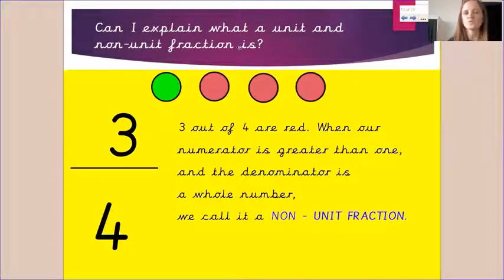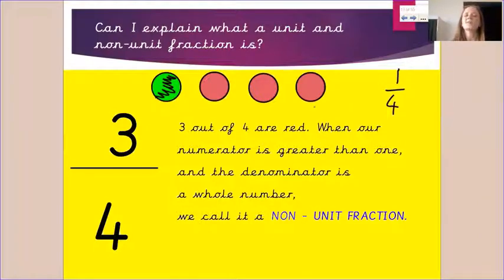In the previous slide, we looked at the green counter being 1 part of 4. The red counters will be 3/4 because they are 3 out of 4, and 4 is our whole. So if I asked you what part of the counters are green, you would say 1/4 of the counters are green, 3/4 of the counters are red, because 3 parts of our whole are red and 1 part of our whole is green. So 3 out of 4 are red.